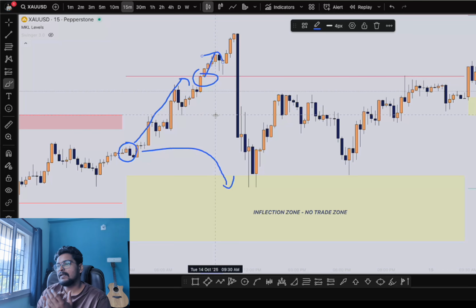At any given point in time, the zone which has the most number of active buyers and sellers, that is the zone where I'll be most interested in taking my entries, right? Because that is going to be the most fair price at which a bull is going to buy or a bear is going to sell. So let's assume that you are going to buy your phone for 50,000 rupees.